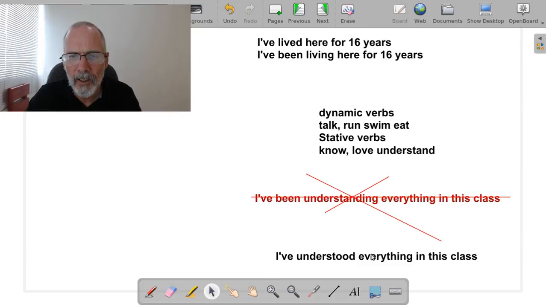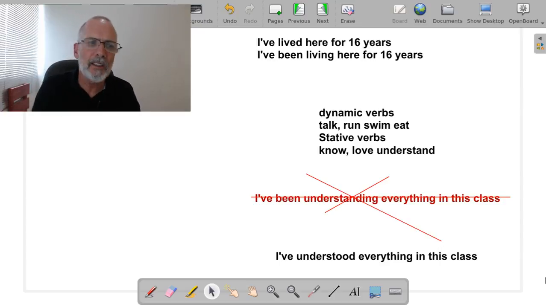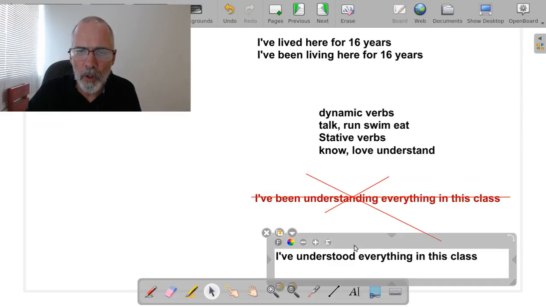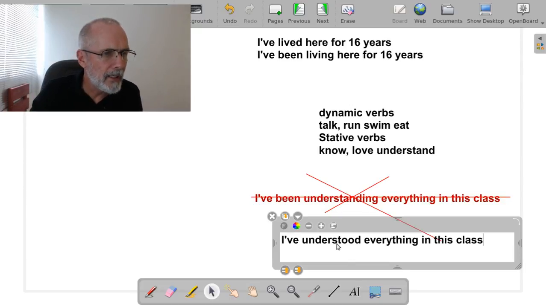With every continuous tense, there are 12 tenses in English. 6 of them are continuous tenses and 6 of them are simple tenses. So we have the present simple, the past simple, the future simple, the present perfect, the past perfect and the future perfect. Those are the simple tenses. And we have the present continuous, the past continuous, the future continuous, the present perfect continuous, past perfect continuous and future perfect continuous. These type of verbs you cannot use in any continuous tense. You have to use them in the simple tense.